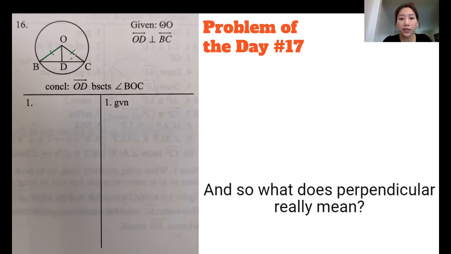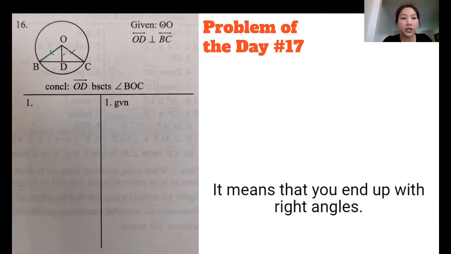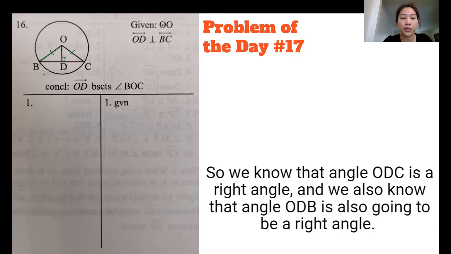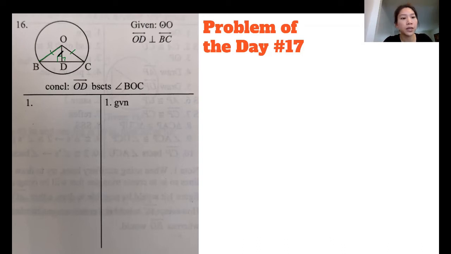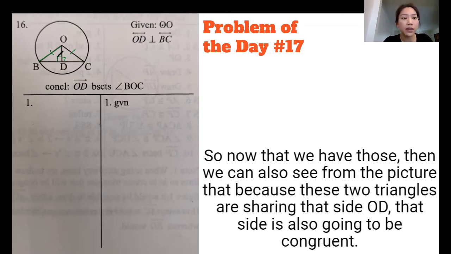And so what does perpendicular really mean? It means that you end up with right angles. So we know that angle ODC is a right angle, and we also know that angle ODB is also going to be a right angle. And because they're both right angles, they're going to be congruent because all right angles are congruent. Now from the picture, because these two triangles are sharing that side OD, that side is also going to be congruent.